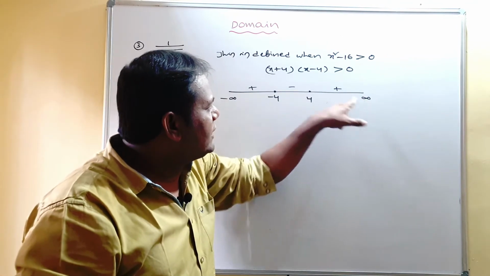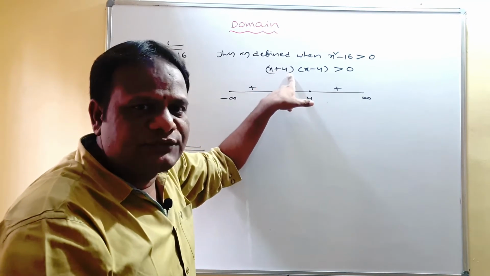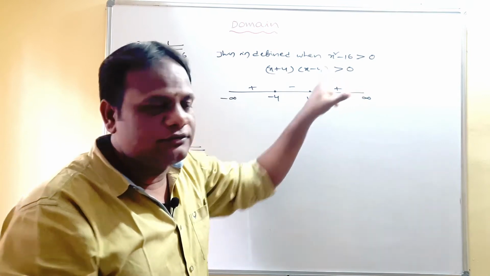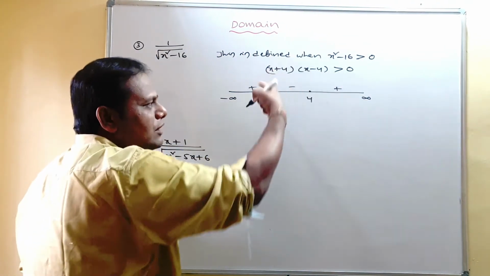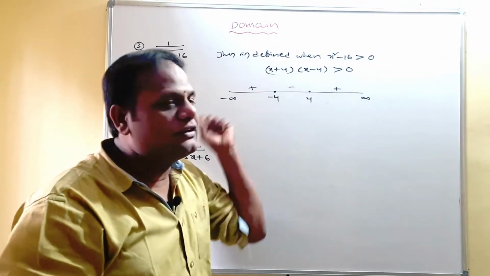Between 4 to infinity we have 5. Put 5: 5 plus 4, positive; 5 minus 4, positive. Positive into positive, positive. Like that, here also you can take one value and verify. Same you can get. That is the reason I am telling you to change the sign alternatively.